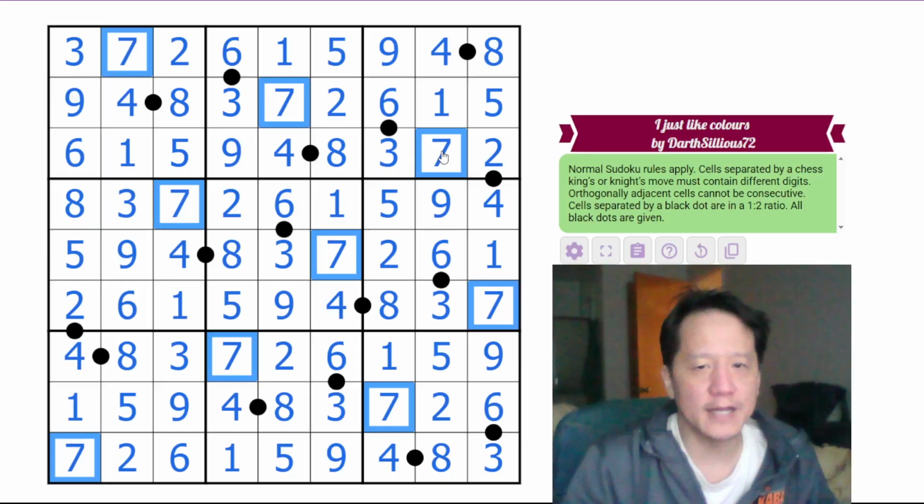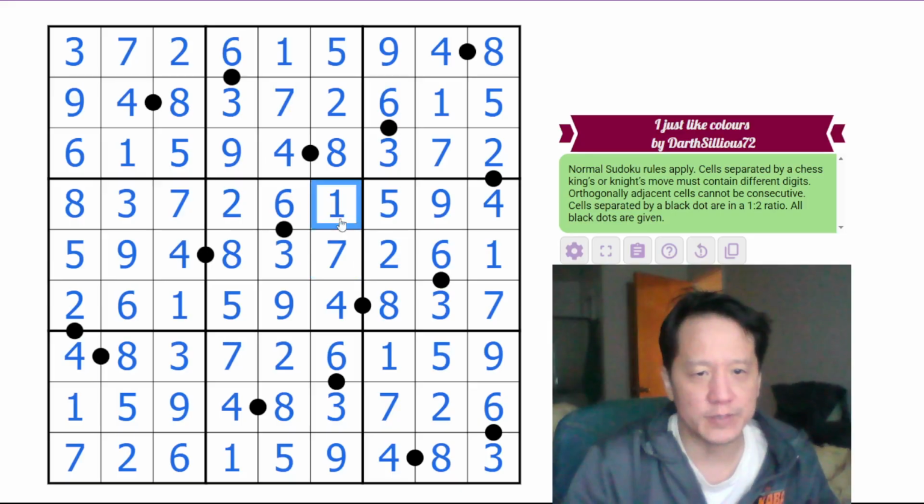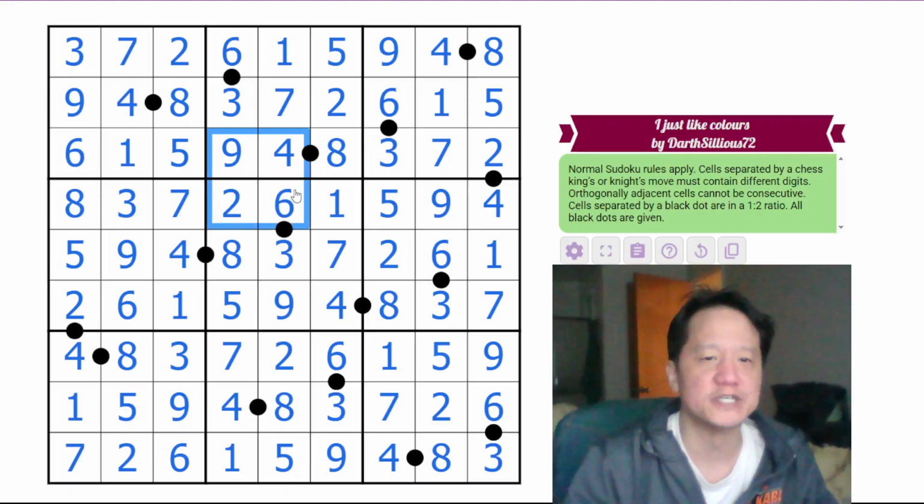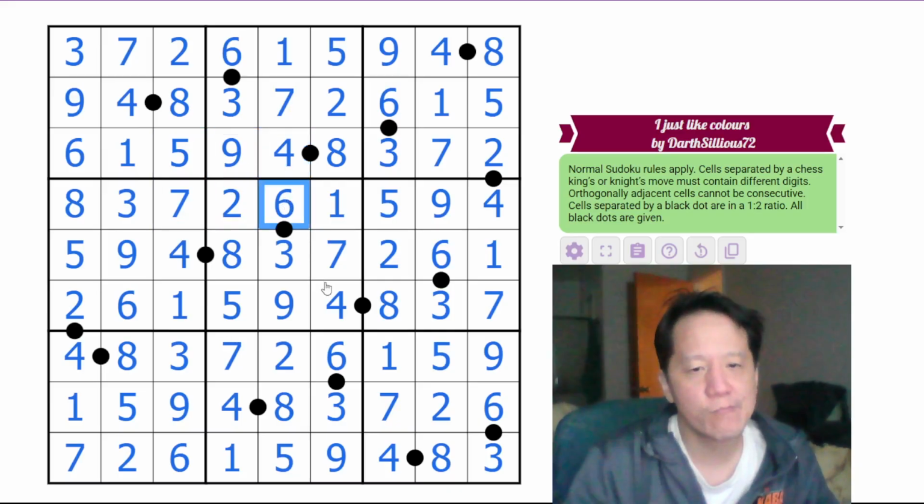Again, the anti-king and anti-knight moves really restricted where things could be. And then you have the non-consecutive rule set put on top. So that also limited things a lot. So, pretty interesting.